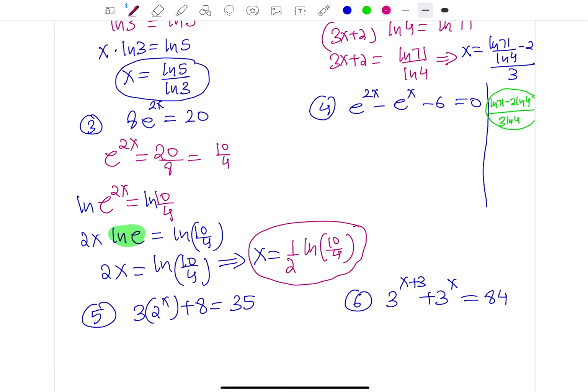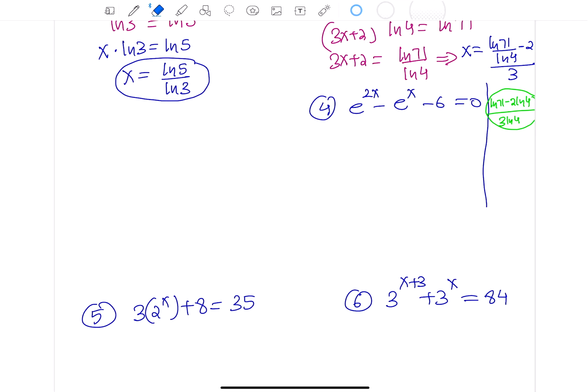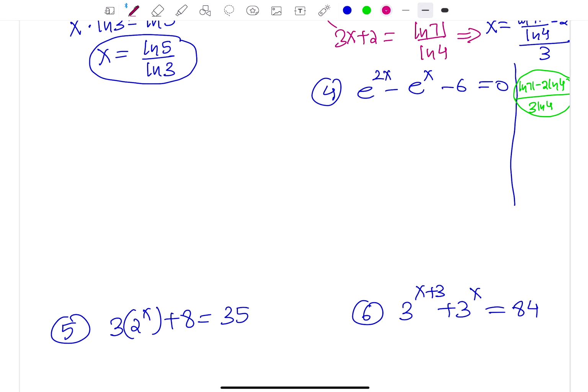Example number 4 looks like a quadratic equation in e to the power x. So how do we solve a quadratic equation in e to the power x? We can let e to the power x be u. I'm going to erase this problem to give me more space to do problem number 4. We can let e to the power x be u or t, whatever we want, it doesn't matter. We can call it t.